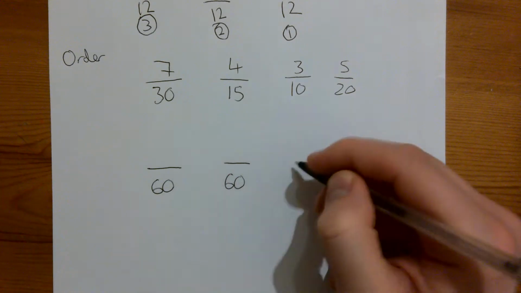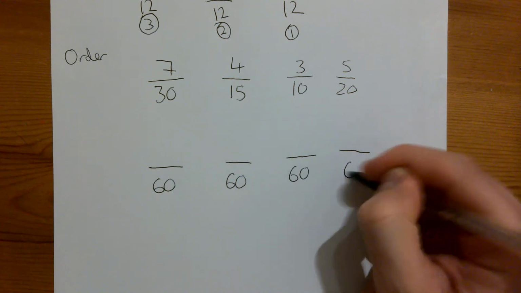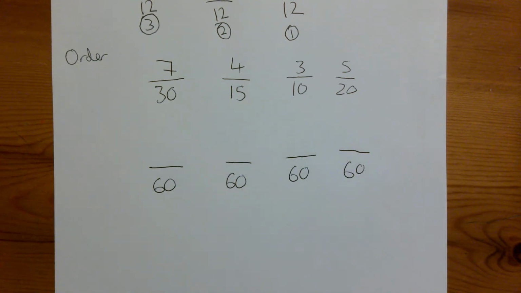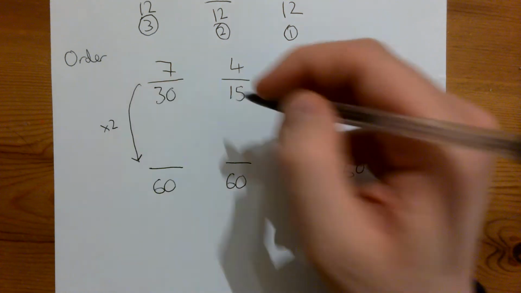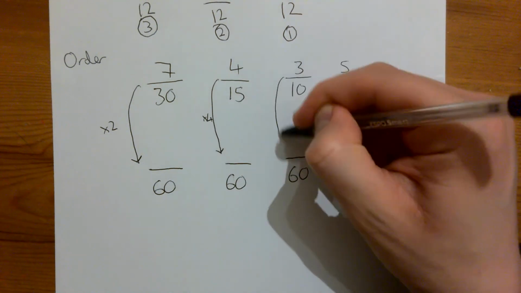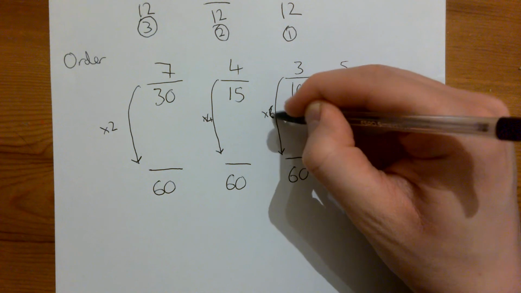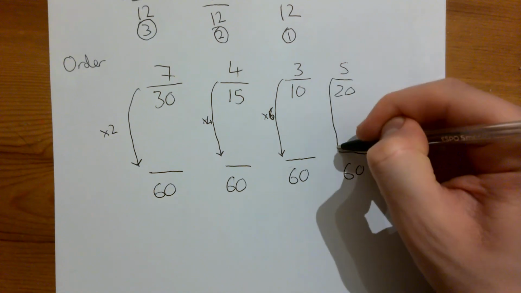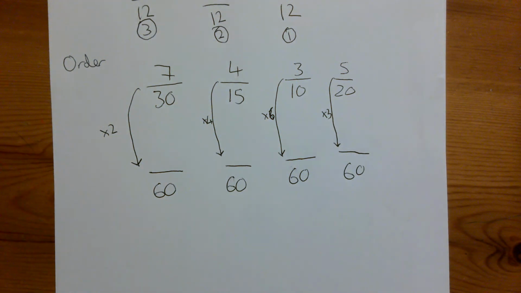Do have a go at this one in your book now. Can you multiply all of those fractions, the top and the bottom, so they're all over 60? And here's a clue if you're not sure. This one you need to multiply the top and bottom by 2. This one you need to multiply the top and bottom by 4. This one, multiply the numerator and denominator by 6. And this one, multiply the numerator and denominator by 3. So do have a go at that now. Pause the video.